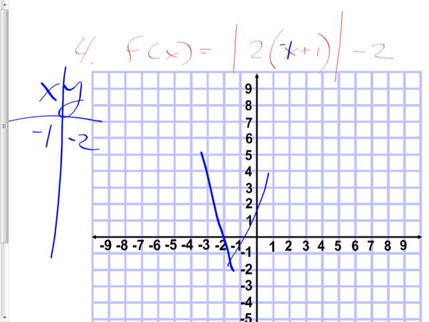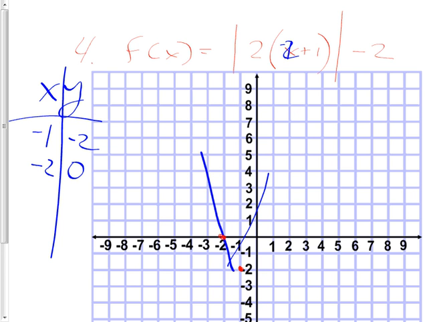Okay, now if I have negative 2, negative 2 plus 1, negative 1. 2 times negative 1, negative 2. Absolute value of that is 2. 2 minus 2 is 0. So negative 2 makes 0. And actually, I hit that one perfectly. Look at that. Negative 2, 0. And then this one, negative 1, negative 2. I missed that one pretty badly.